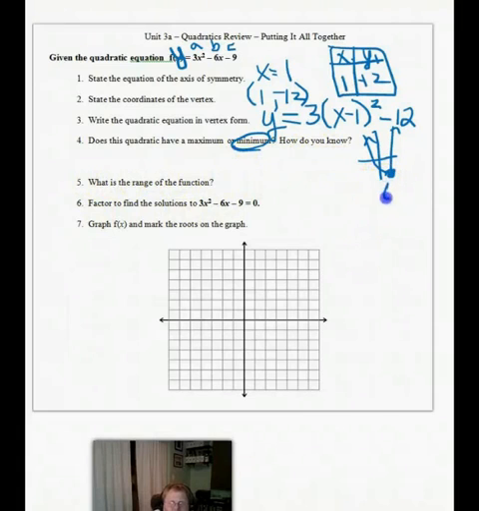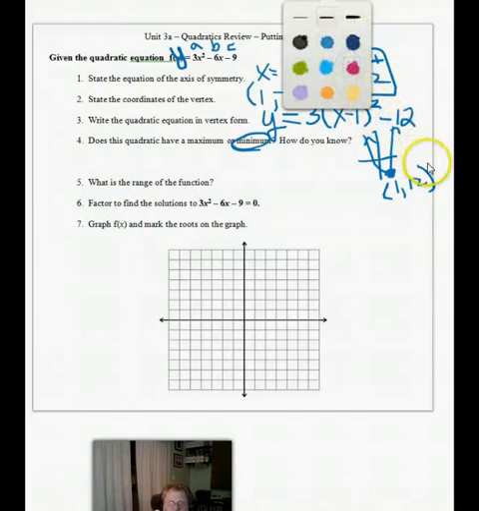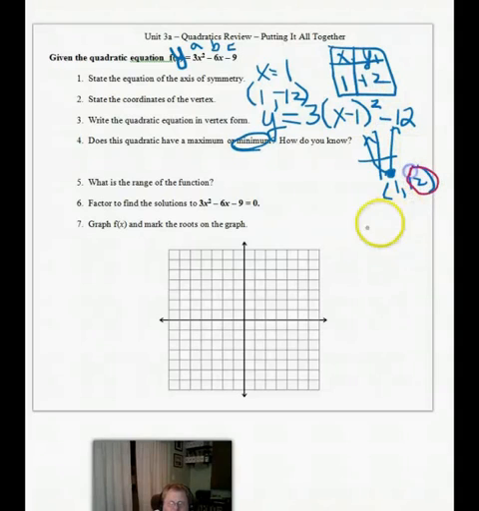Now remember, this point is 1 comma negative 12. When they ask you about the range of the function, they're asking you about y. So we're looking for y over here, and you want to pay attention to that number right there. If that's the lower point, that means all of the y's up here, all the way up this graph and all the way up this graph, are going to be bigger than negative 12. So your range is y is greater than or equal to negative 12. That shows that any number you pick is going to be negative 12 or bigger.